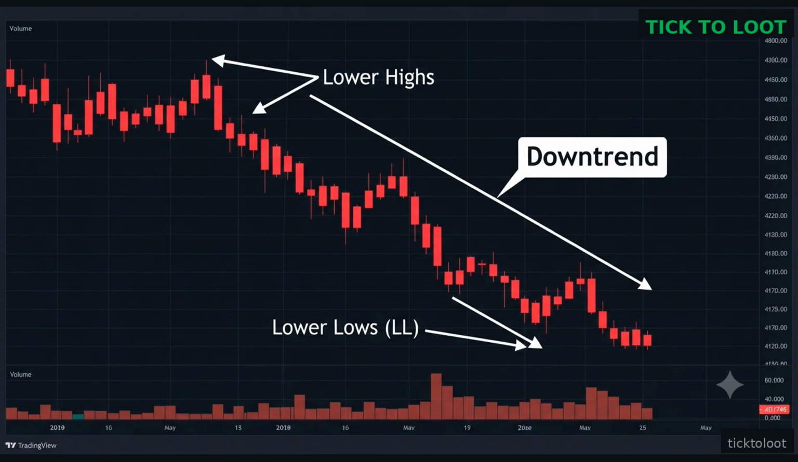A downtrend is a series of lower highs and lower lows. This means that each new high is lower than the previous one, and each new low is lower than the previous one. It's like a staircase, where each step is lower than the last. We could draw a trend line connecting the highs to help us visualize the downtrend.